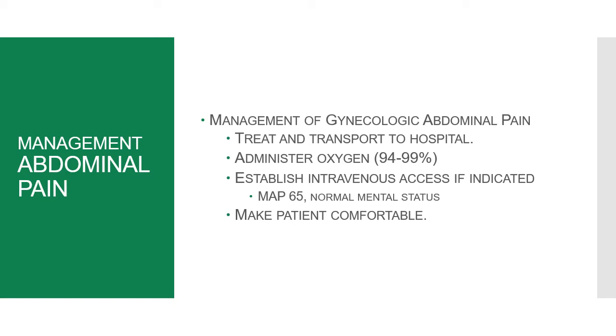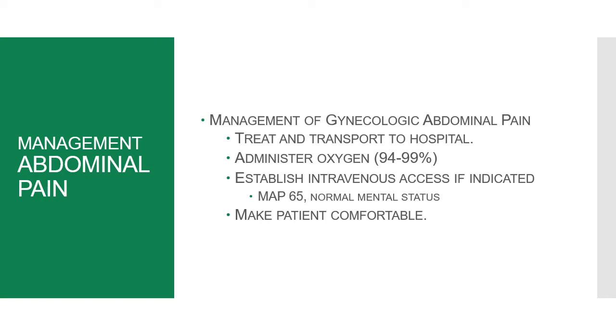So how do we manage GYN-related abdominal pain? Treat them as we would every patient: transport to the hospital in the position of comfort, and administer oxygen to maintain a SAT of 94 to 99%. Vital signs should be as appropriate for the patient. So if they're stable, every 15 minutes; if they're unstable, every 5 minutes. Monitor them as you would any other patient based on your gut instinct, right? So if you feel like they need to be on the cardiac monitor so you can really watch their heart rate, or end-tidal CO2 because you're worried about end organ perfusion.